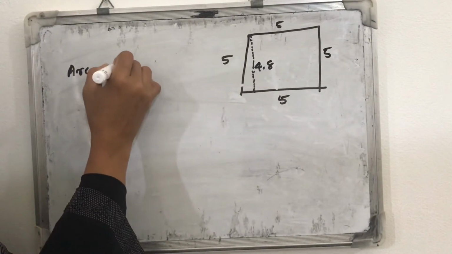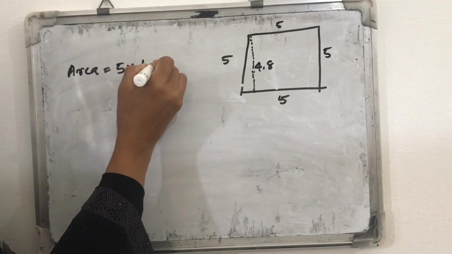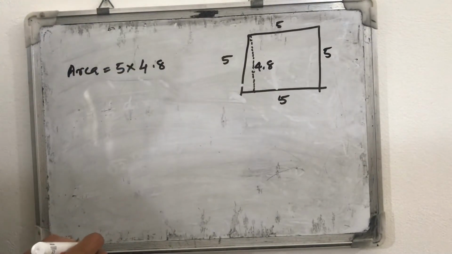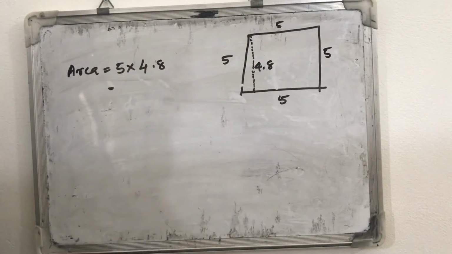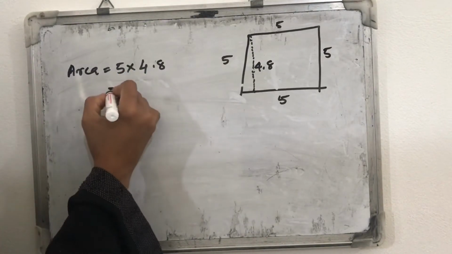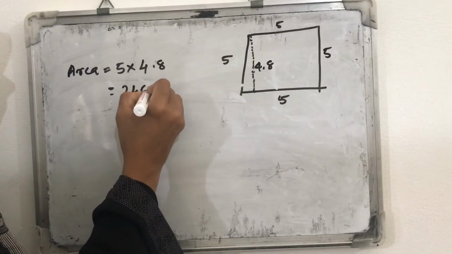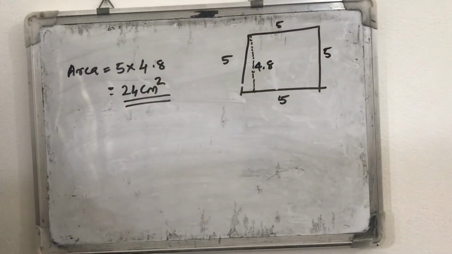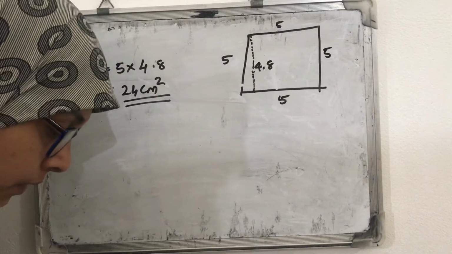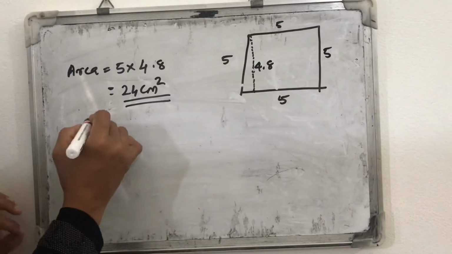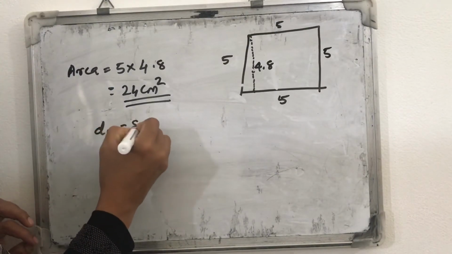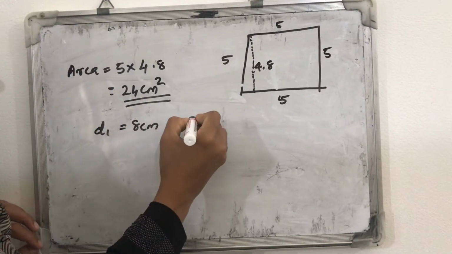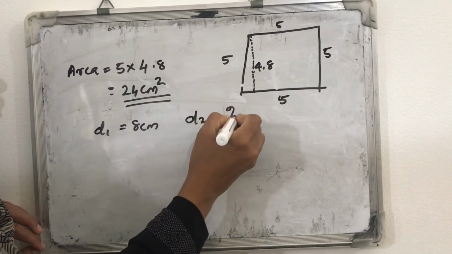Base we know that is 5. 5 into height, which is given as 4.8. So its value will be 24. So 24 centimeter square is the area of this rhombus. Now next, it is given that one of its diagonals is 8 centimeter. D1 is given as 8 centimeter. Then what will be D2? That we want to find out.